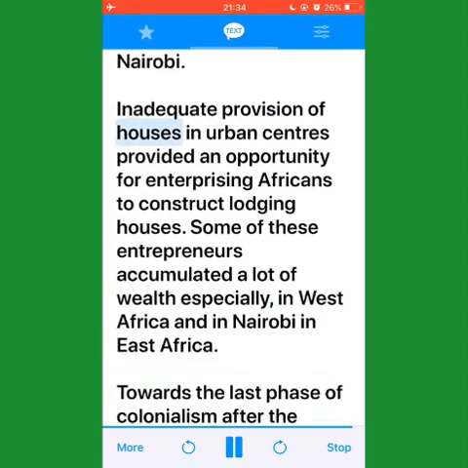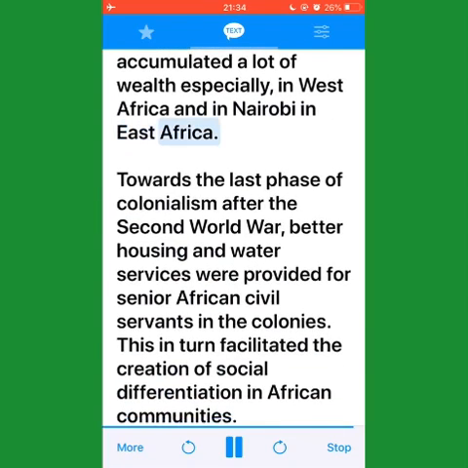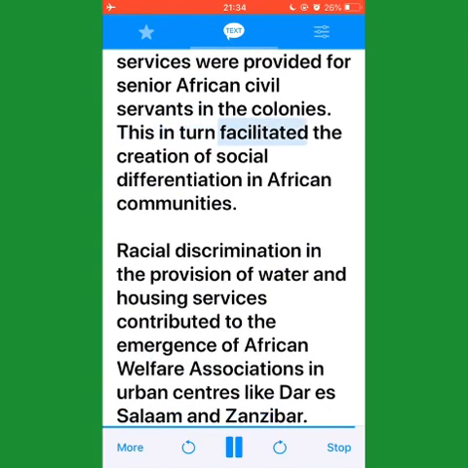Inadequate provision of houses in urban centers provided an opportunity for enterprising Africans to construct lodging houses. Some of these entrepreneurs accumulated a lot of wealth, especially in West Africa and in Nairobi in East Africa. Towards the last phase of colonialism after the Second World War, better housing and water services were provided for senior African civil servants in the colonies. This in turn facilitated the creation of social differentiation in African communities.